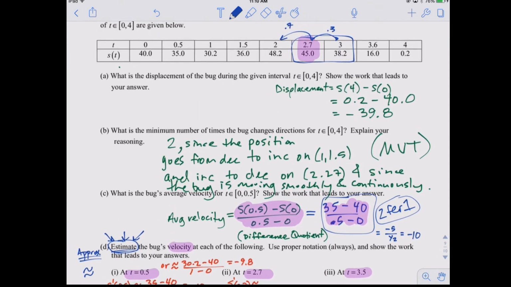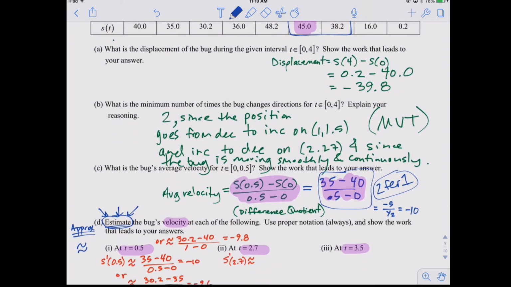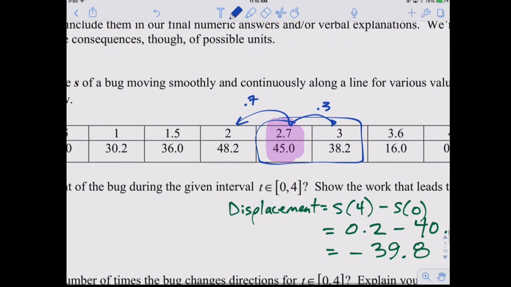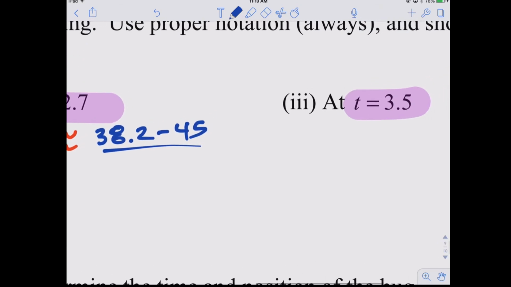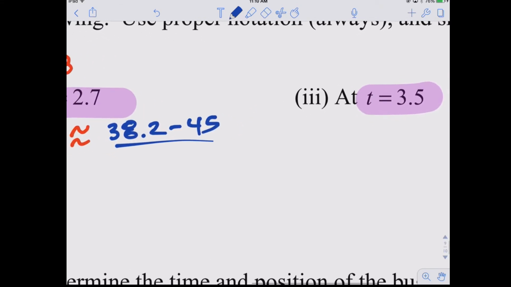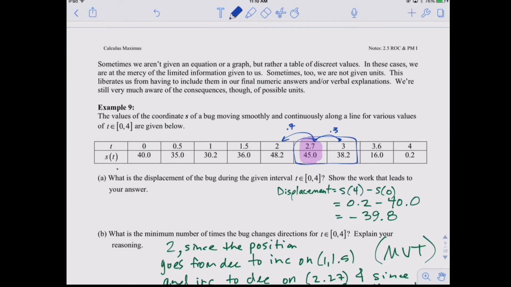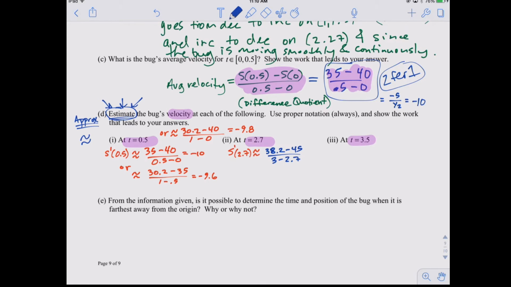Now I can just use the difference quotient, so 38.2 minus 45, all over the change in the corresponding y values, which are 3 minus 2.7. Okay, so there's that one. One way to do that one.